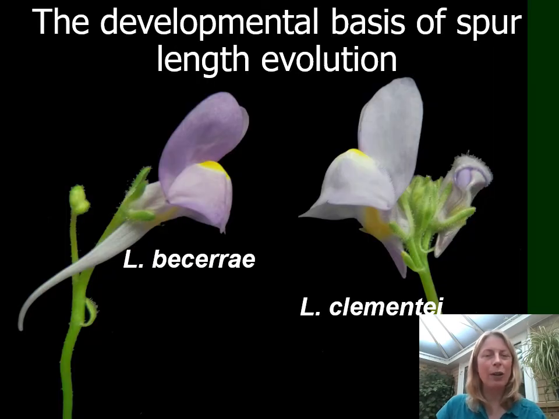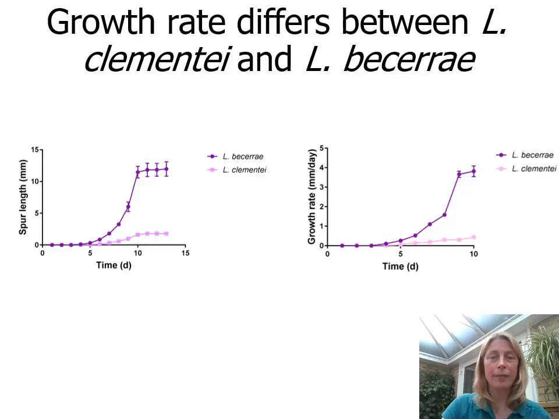So here are the 2 flowers in more detail. You can see Linaria beckeri on the left with that very long nectar spur, Linaria clementii on the right, a much shorter spur, that's it here, very much smaller, but otherwise a very similar flower. The thing that was different, particularly between Linaria clementii and Linaria beckeri, was the rate of growth.